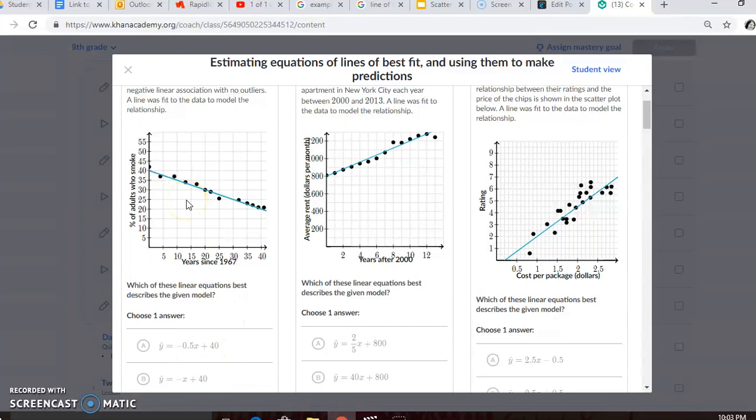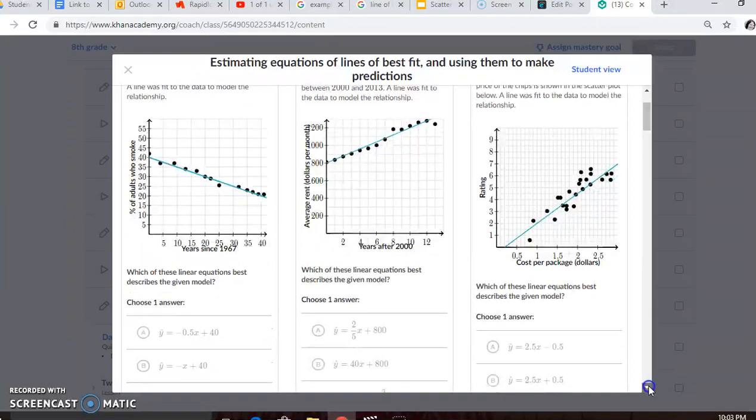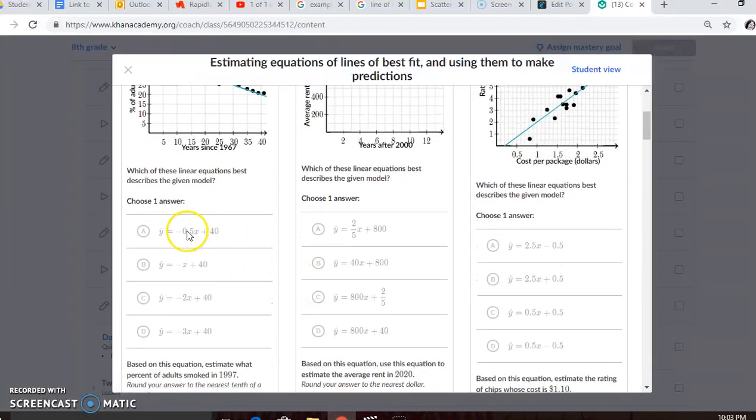So let me look and see. There's year 20. There's year 10. It looks like my change in y going down when I go from 30 to 35 is 5, and my run is 10 years. So 5 divided by 10 is 1/2 or 0.5, but it's negative. So this would be my answer choice here, because I've got the slope of negative 0.5. That's my slope in front of the x. And then my y-intercept was at positive 40.